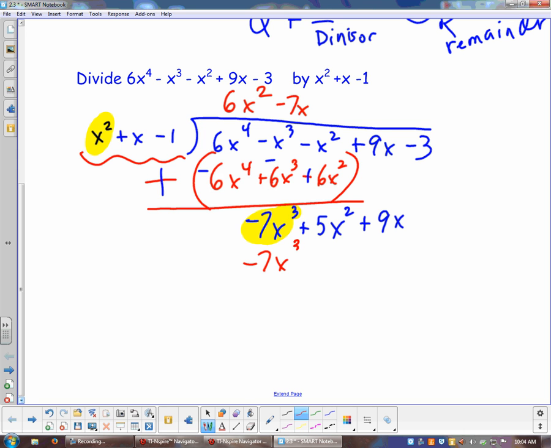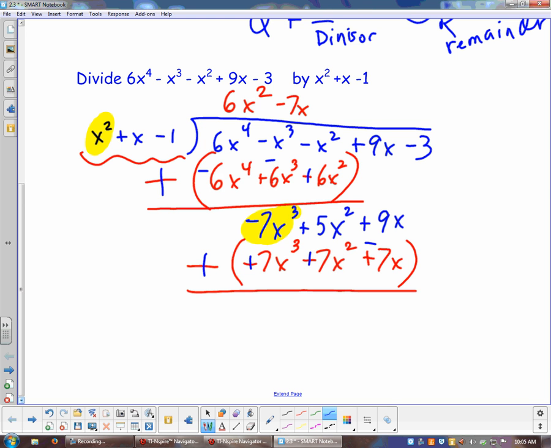Negative 7x cubed minus 7x squared plus 7x. Are we okay with this? We now need to subtract, so put a big parentheses around this whole thing, put a minus out in front, and I strongly suggest you change the minus to a plus, and then change all of these signs here. Now you're adding. So we add, that's going to go to 0.